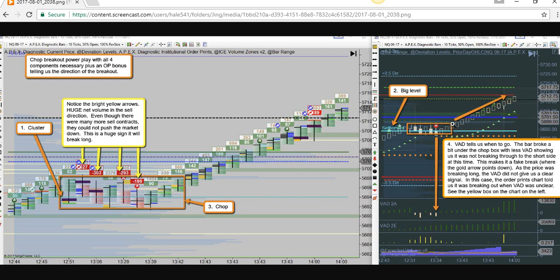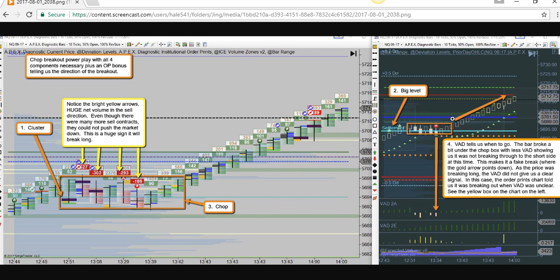But when it broke out of the chop box here, even though we avoided the fake, VAD is building. When it broke out, VAD wasn't quite exceeding this VAD, because this was the last up close bar here, right? And we had that much VAD volume. Well, right here as it's breaking out, it wasn't quite clearly exceeding the last VAD.